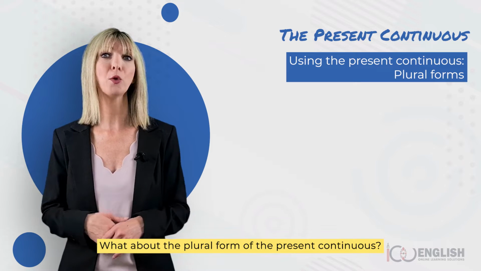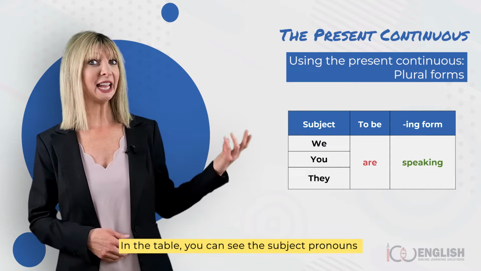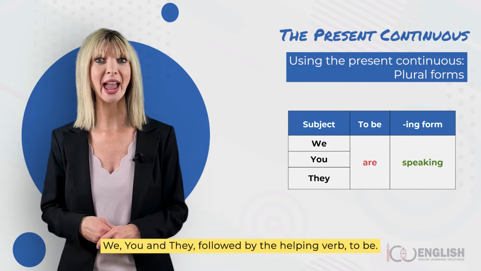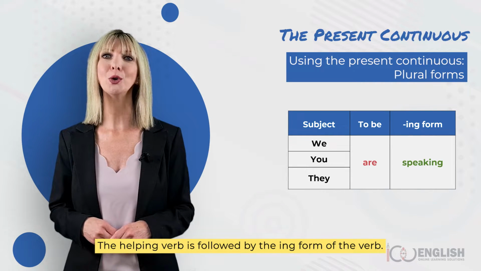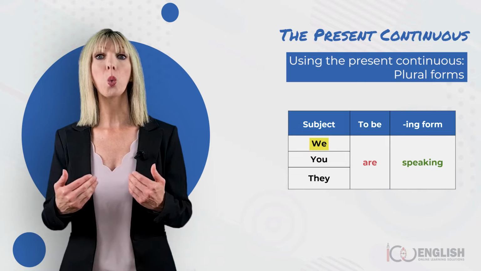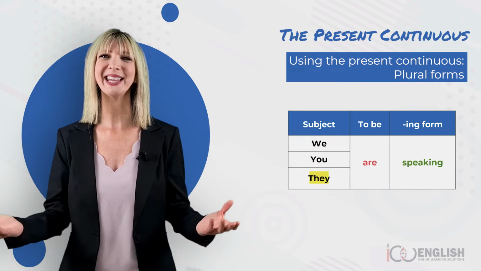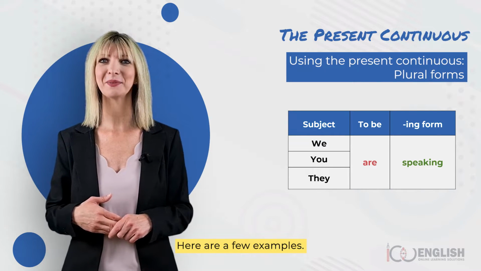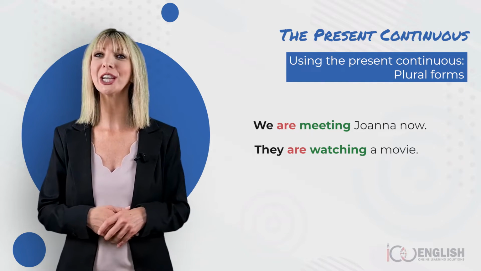What about the plural form of the present continuous? Let's take a look. In the table, you can see the subject pronouns we, you, and they, followed by the helping verb to be. The helping verb is followed by the ing form of the verb. Let's check the forms. We are speaking. You are speaking. They are speaking. Here are a few examples. We are meeting Joanna now. They are watching a movie.